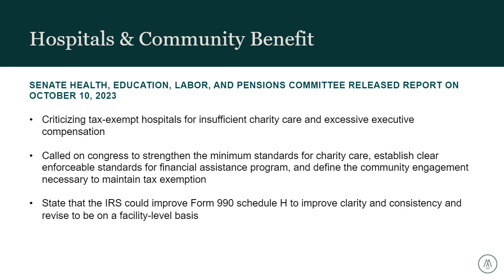The report also stated that the IRS could improve Schedule H of the Form 990 to improve clarity and consistency between organizations, which, again, I do think is part of the issue being run into: things maybe aren't getting tracked or reported, or there are different interpretations of what should be included.